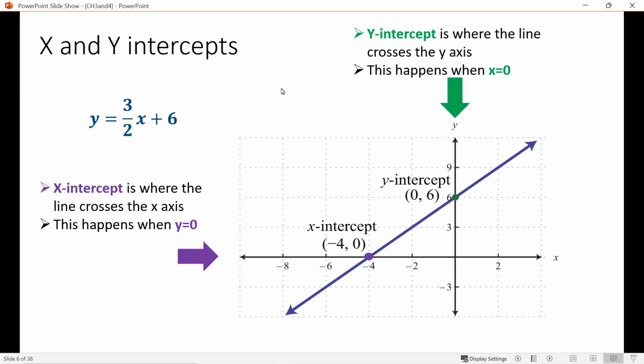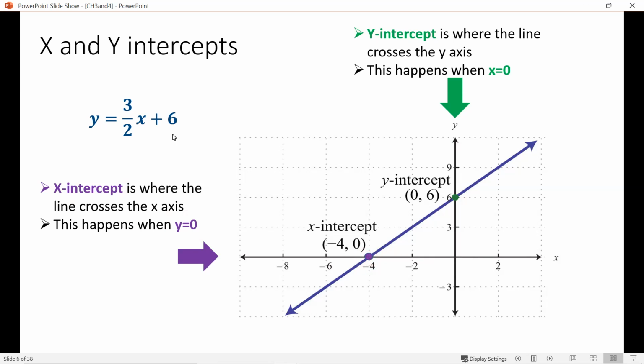So now let me just talk about x and y intercepts. The y-intercept is the point where the line crosses the y-axis, and this happens when x is 0. Similarly, the x-intercept is where we cross the x-axis, and this is going to happen when y is 0. So when y is 0, we're going to cross our x-axis.